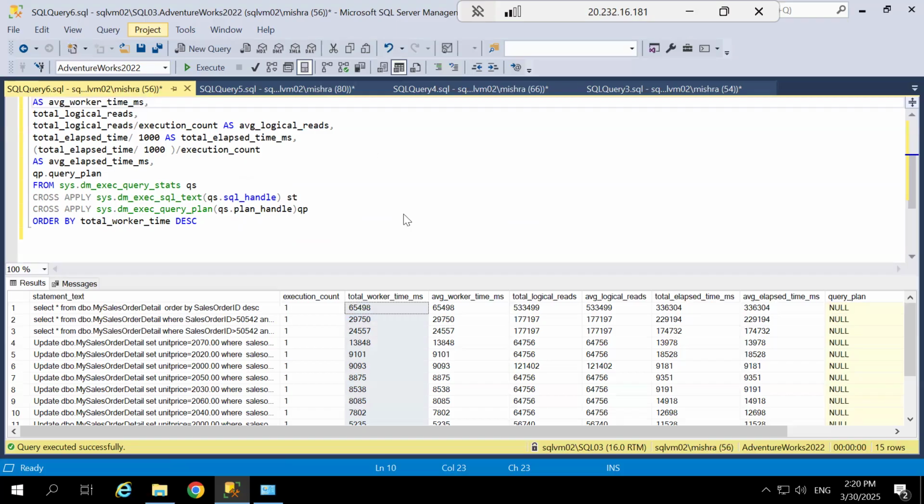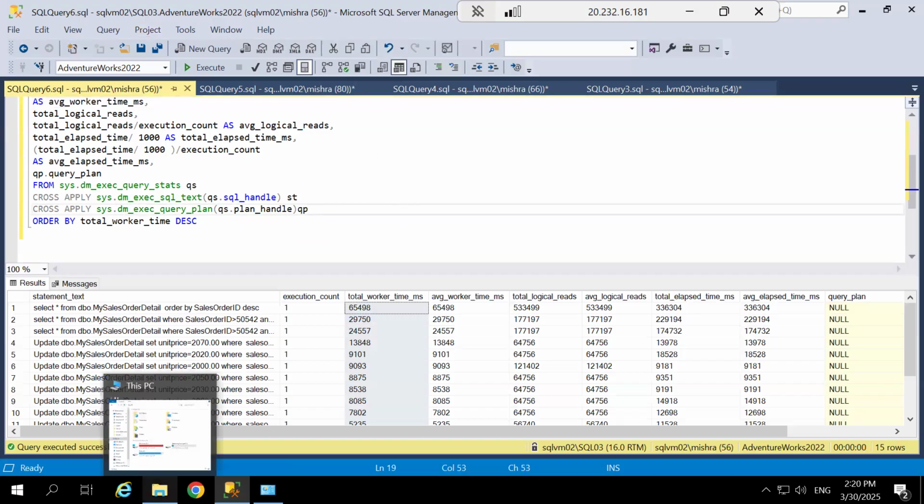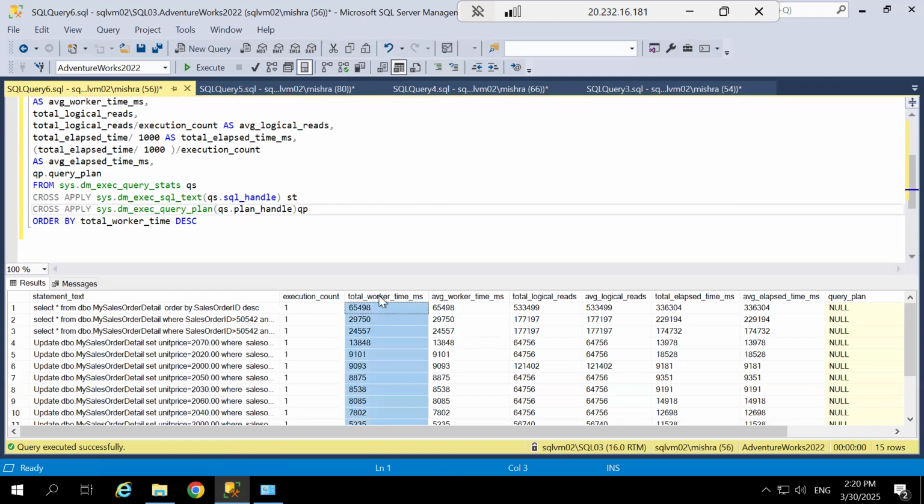Okay, I'm back. So we were talking about total worker time versus total elapsed time. Elapsed time is clear, that has been captured as per expectation, but total worker time here, I don't agree with this. Why is this coming in this fashion?